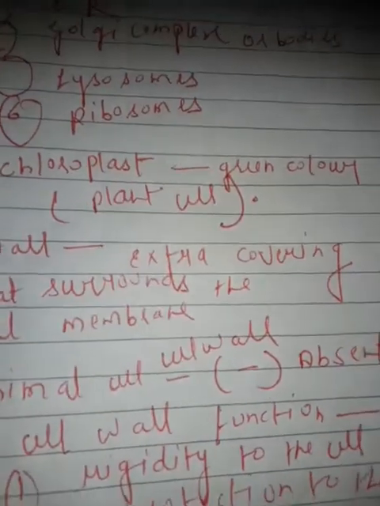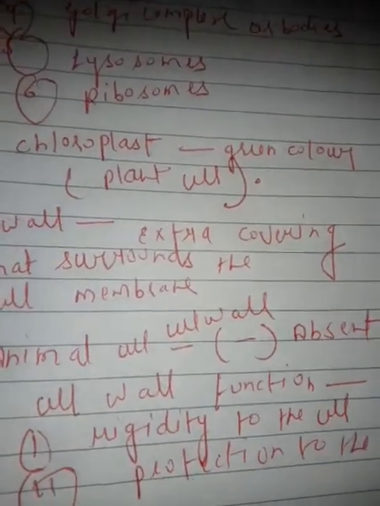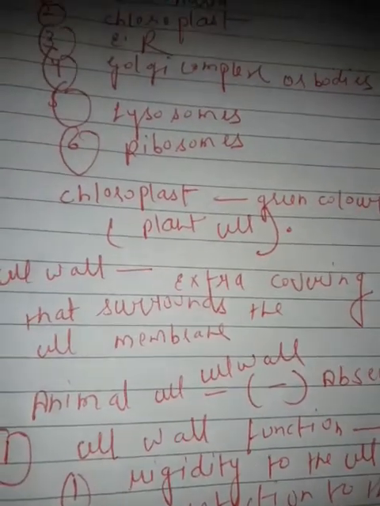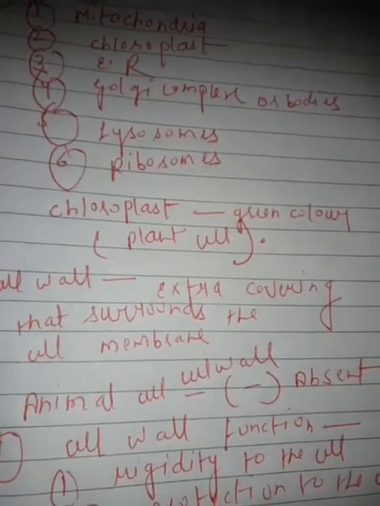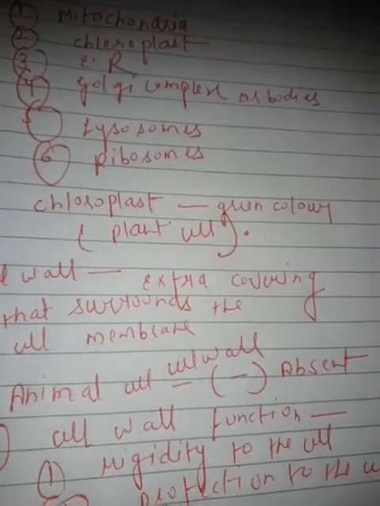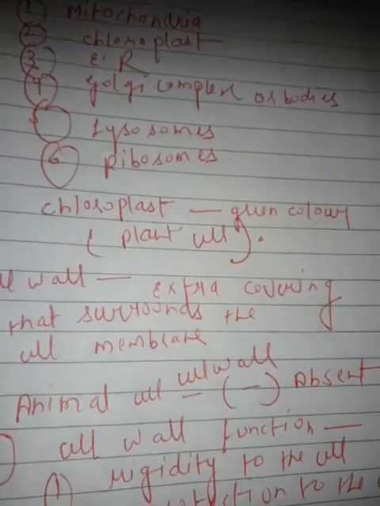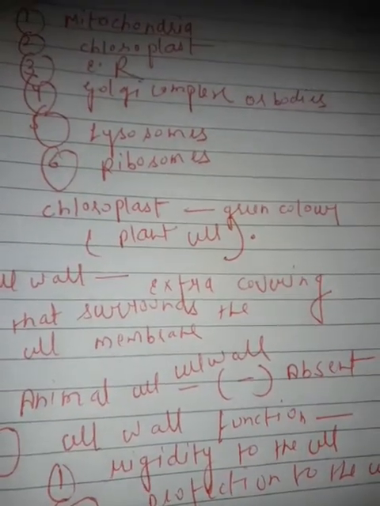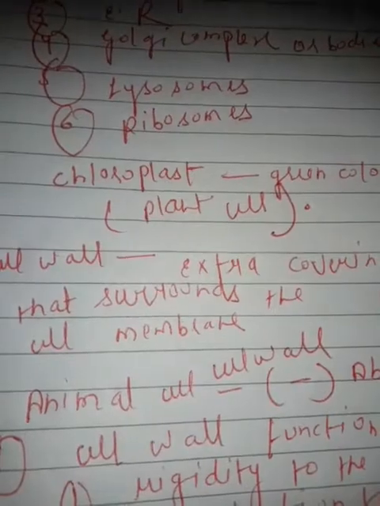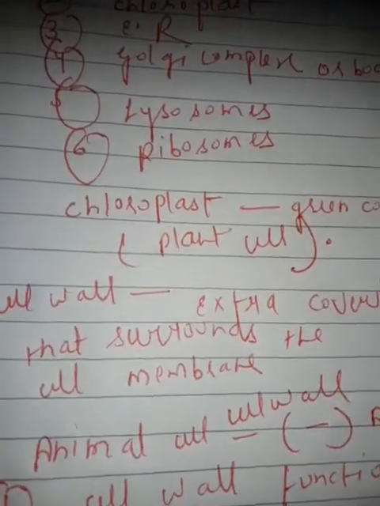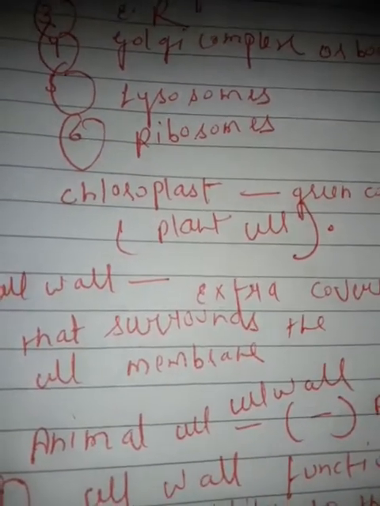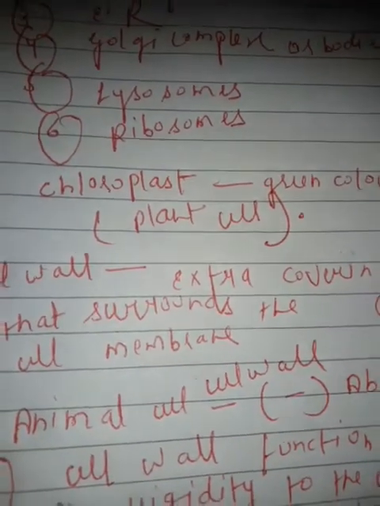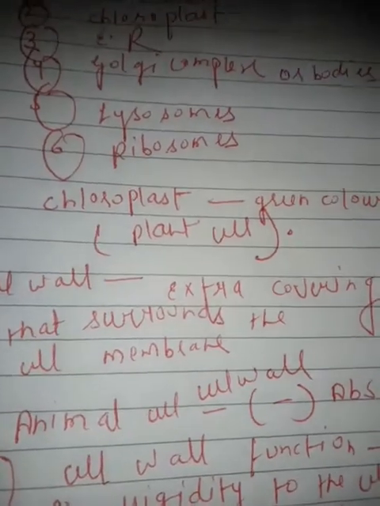Till here you have to take revision of what I taught. Mitochondria is called the powerhouse of the cell, and about these organelles I will tell. What I taught today, till here you have to read properly and take revision. Then I will tell the differences between animal cells and plant cells.